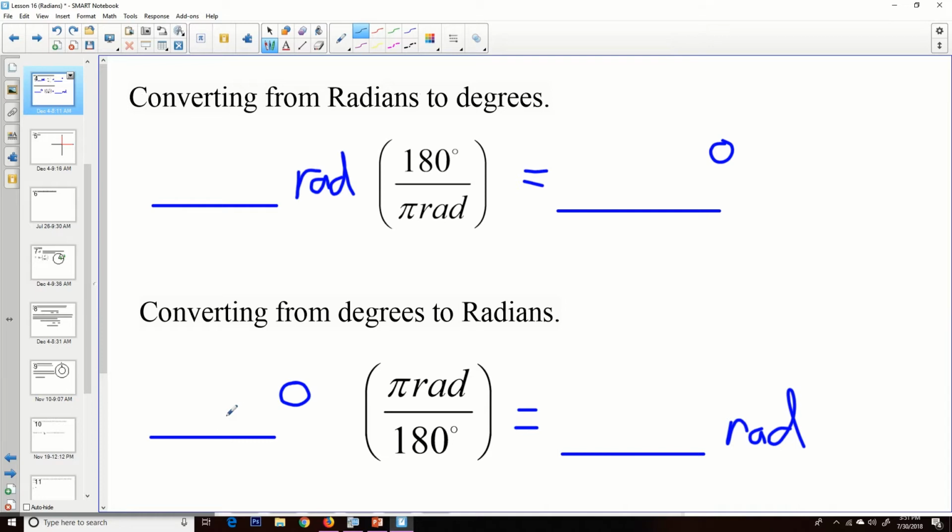And then if you're converting from degrees to radians, you multiply by pi over 180, and just reduce the fraction. And I've got an example of that. We'll do it here in a little bit.